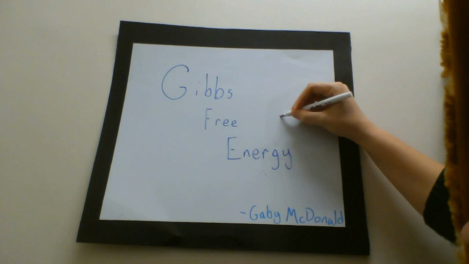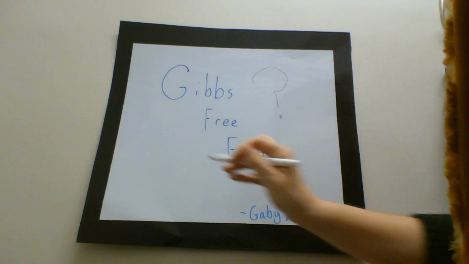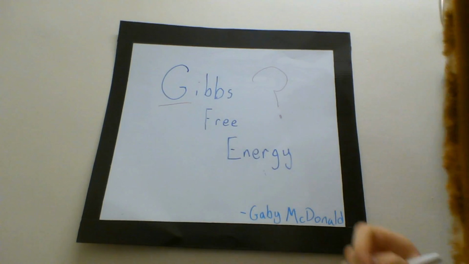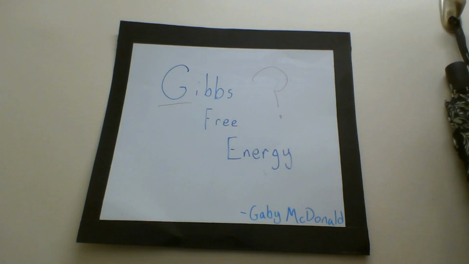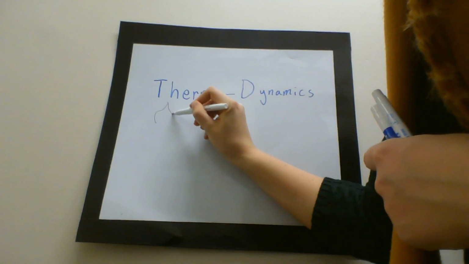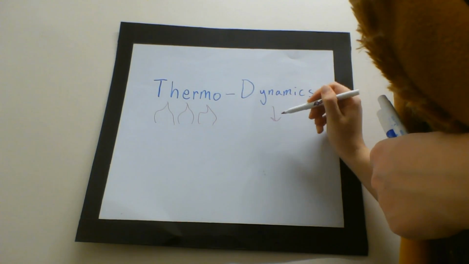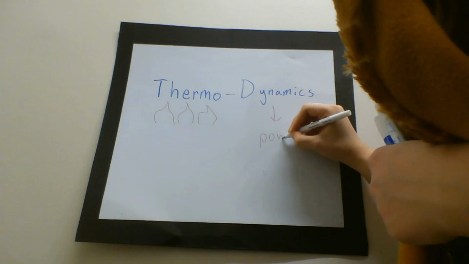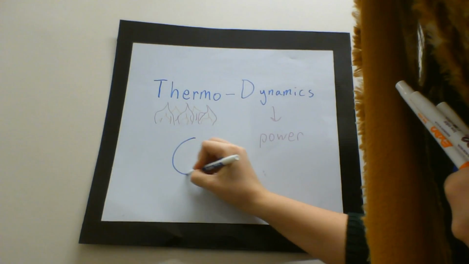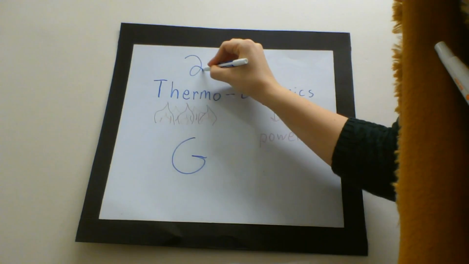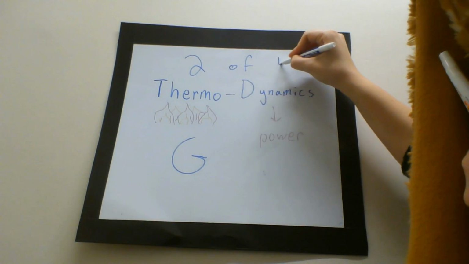So what exactly is Gibbs Free Energy? Gibbs Free Energy, or G for short, is an important topic in thermodynamics. Thermodynamics is a branch of physics and chemistry that explains how heat and temperature are related to work. In order to understand Gibbs Free Energy, you need to understand two of the four laws of thermodynamics.